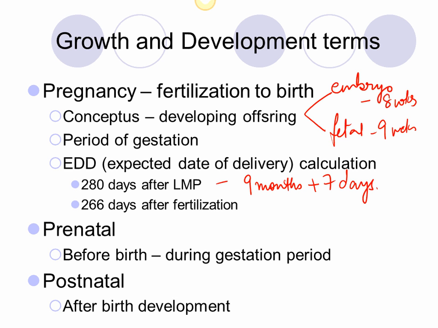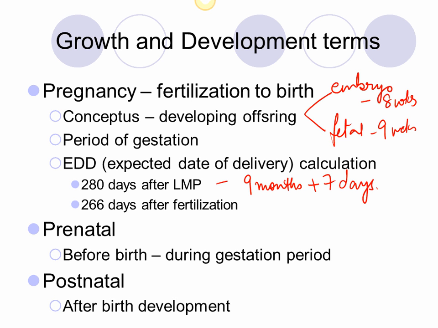Or another way of calculating it is 266 days after fertilization. But we don't know exactly when fertilization occurred. So it's very difficult really to calculate that. So we get a good estimate using this 280 days after the last menstrual period.